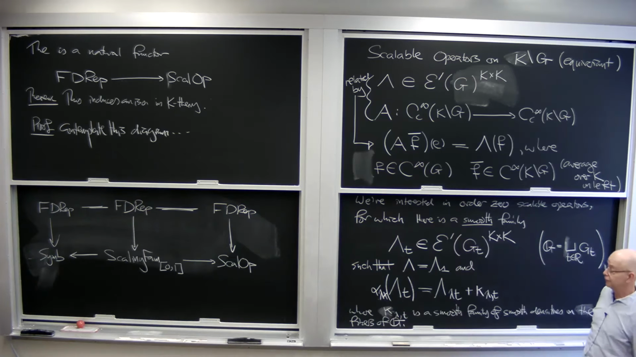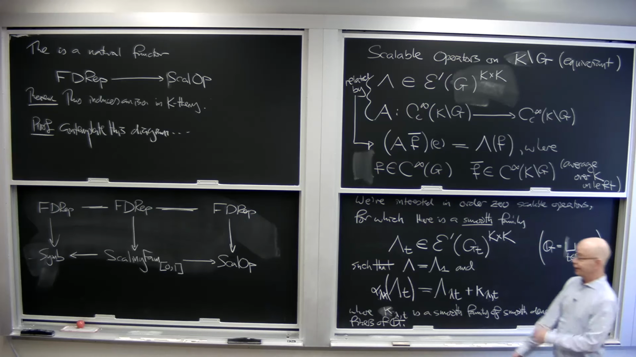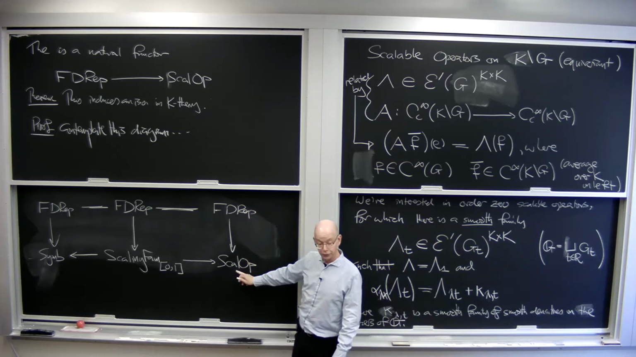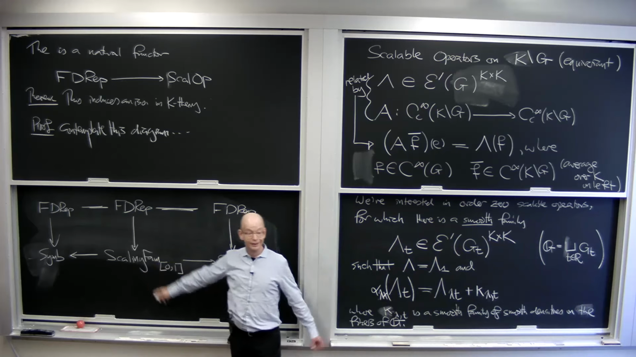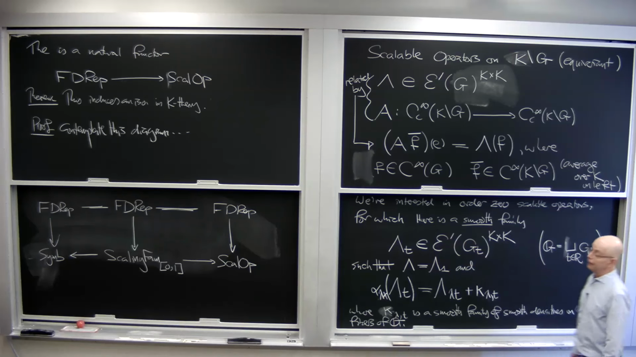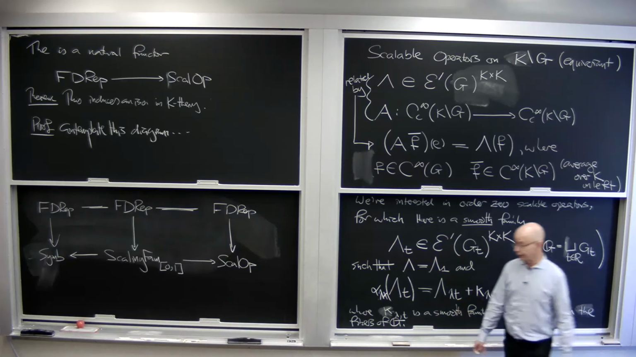All of the objects in all of these categories are just finite dimensional unitary representations of K, and the morphisms, any K intertwiner of representations, as I was explaining, gives rise not just to a single scalable operator, but an obvious scaling family, et cetera, and then that family has a symbol. So you have a big picture like this. And I want to show that the map on the right going downwards is an isomorphism in K-theory.